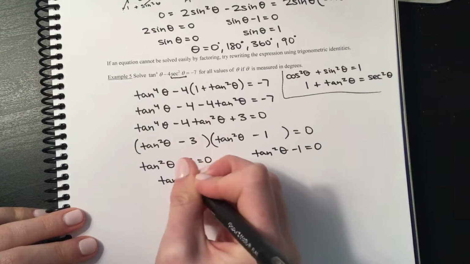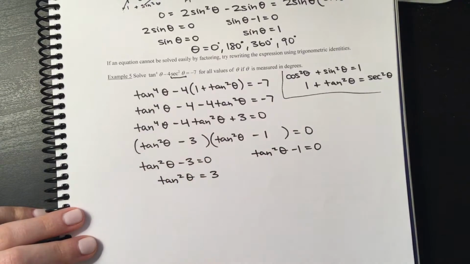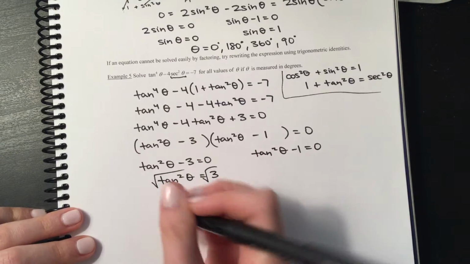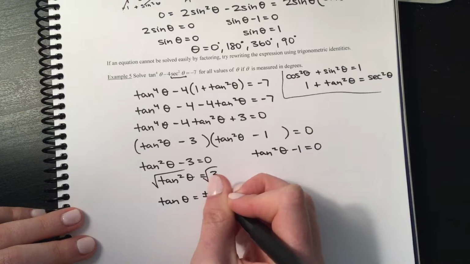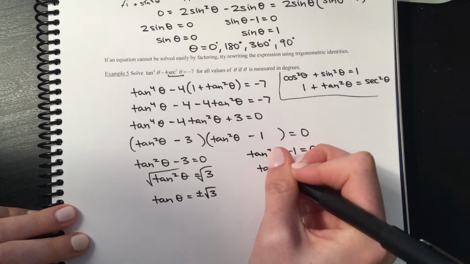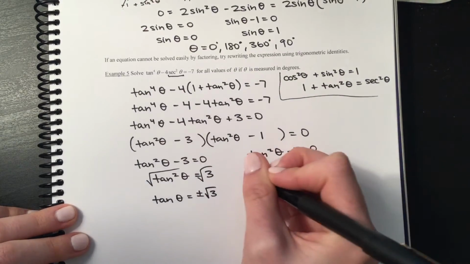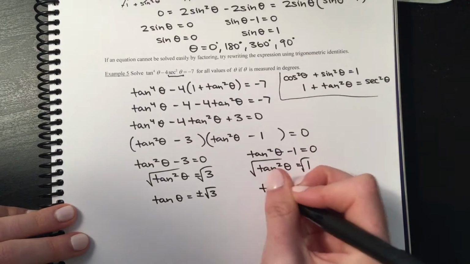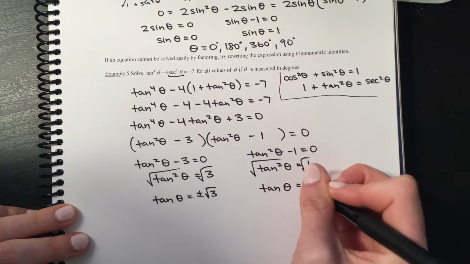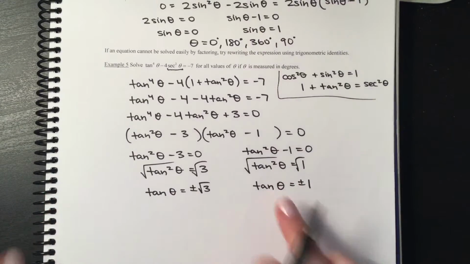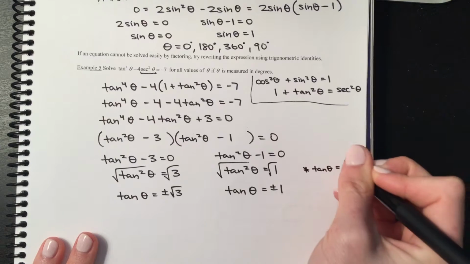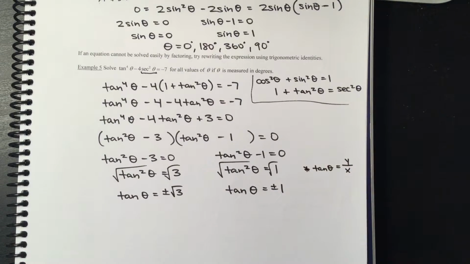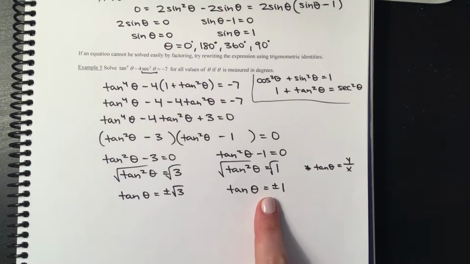So add the 3 to both sides and then solve by square rooting. So I want tangent is equal to plus or minus the square root of 3, and then do the same thing over here. Add the 1 to both sides and then solve by square rooting. So I end up with tangent is equal to plus or minus 1. So let's start with this one because it's actually a little bit easier. So just a tip to remember, tangent is equal to the y coordinate divided by the x coordinate.